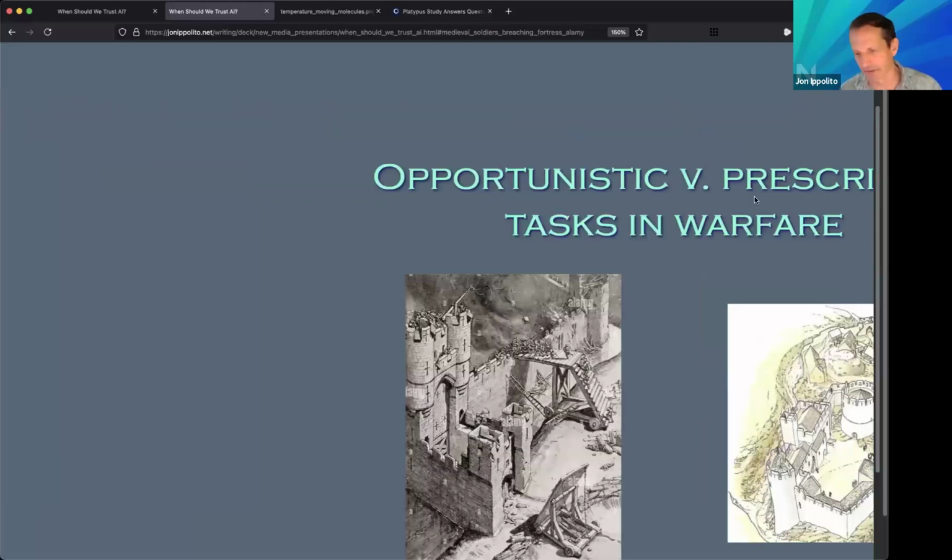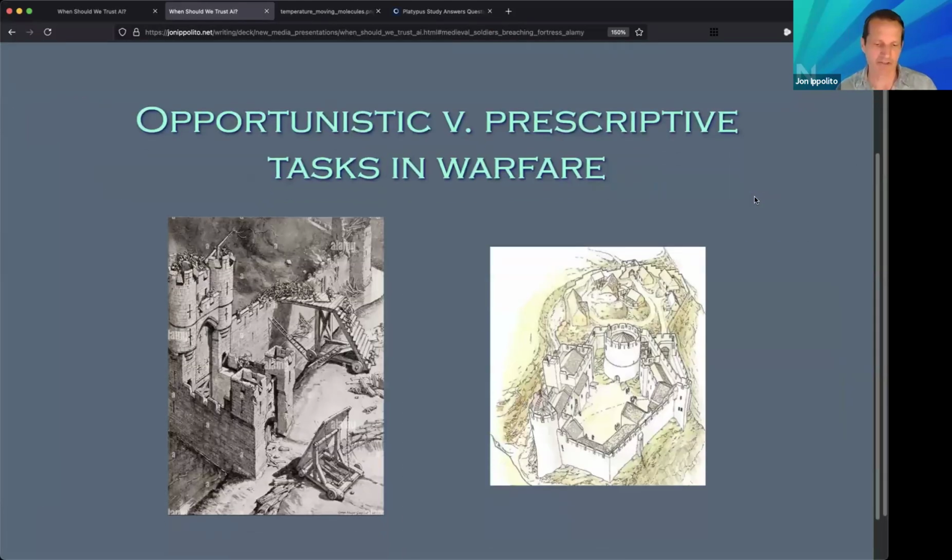So here's another metaphor. An opportunistic task in warfare is when you're besieging a fortress and all you have to do is find one hole somewhere around the ramparts and you stream in and take over the city. Whereas a defensive task, where you have to guard every single part of the wall, that's a prescriptive task. You've got to get it all right. You can't have any errors. Any error will lead to a collapse of the system. So again, opportunistic versus prescriptive.